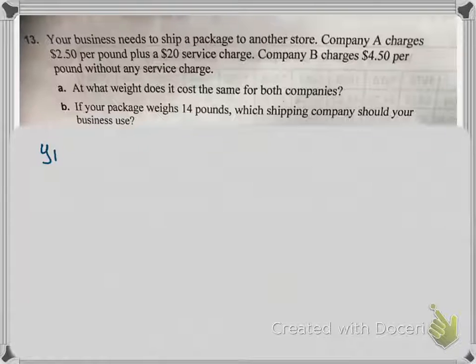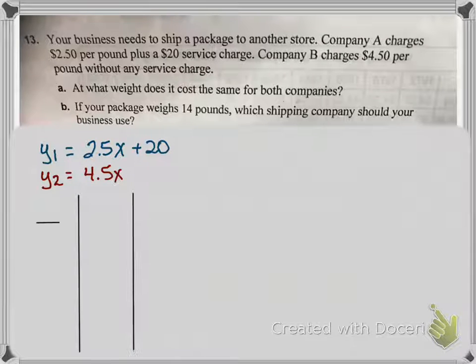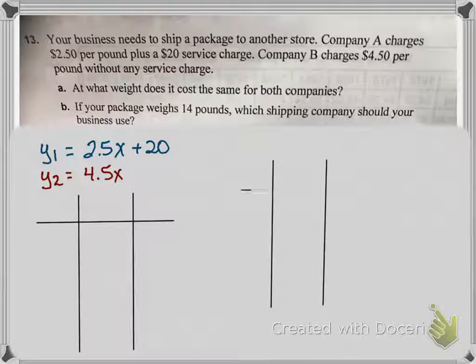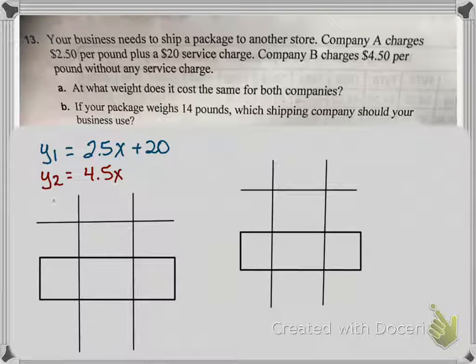Alrighty, let's take a look. y1 is company A. So that is 2.5 times x plus 20 is our cost. y2 is company B, which charges $4.5 per pound, no fee. We're going to need two charts, x, y1, and y2 on both.